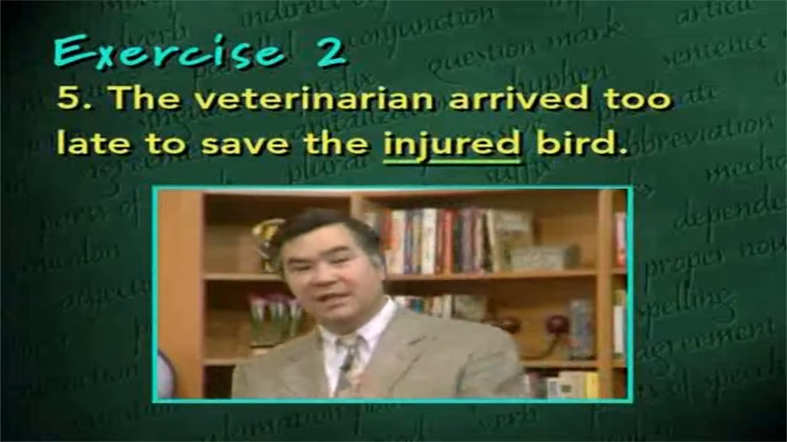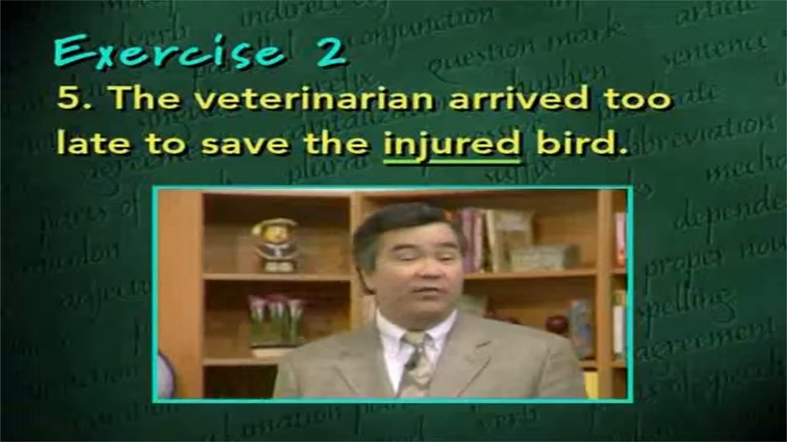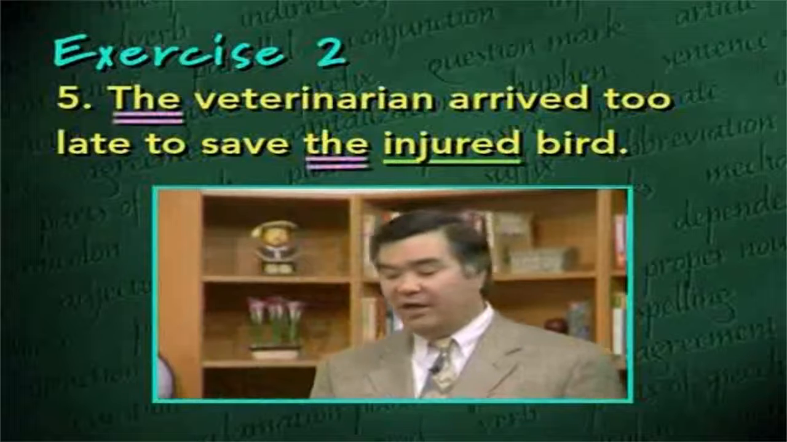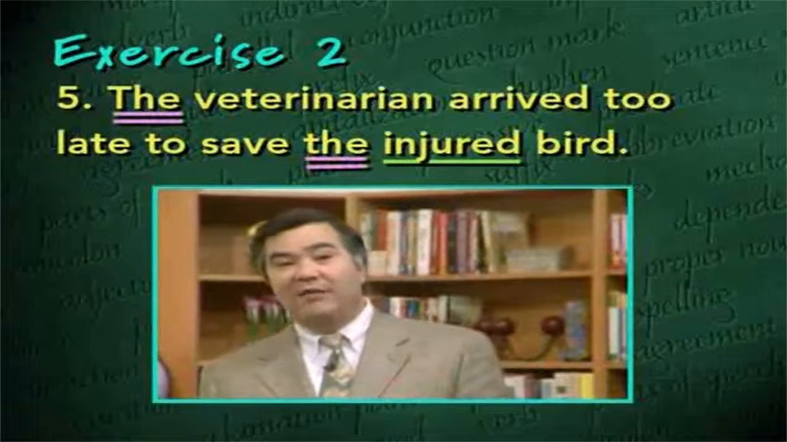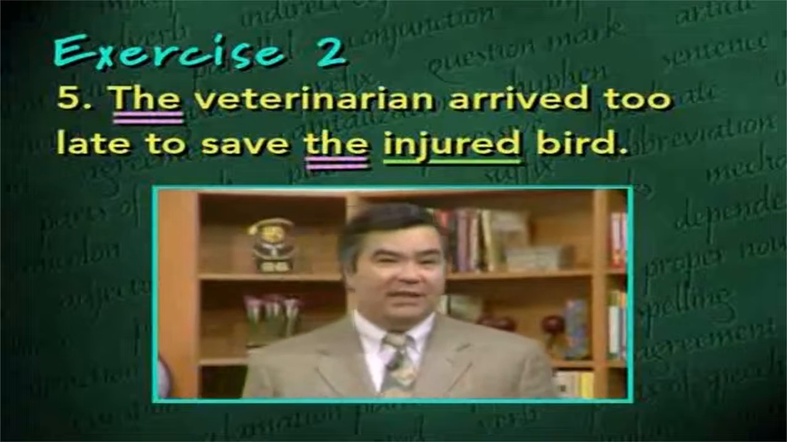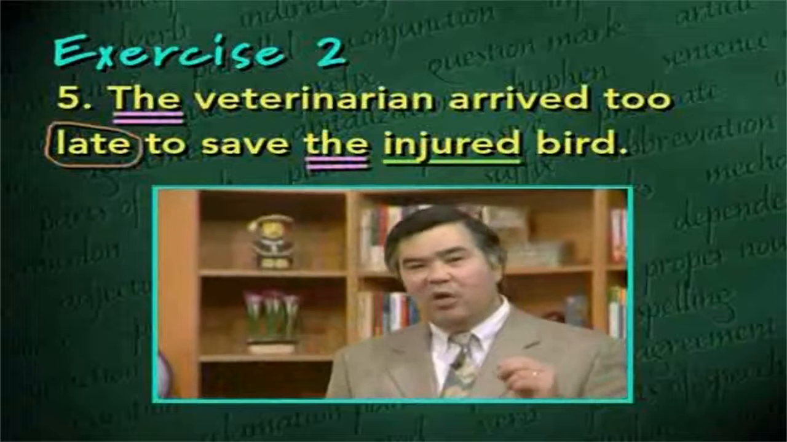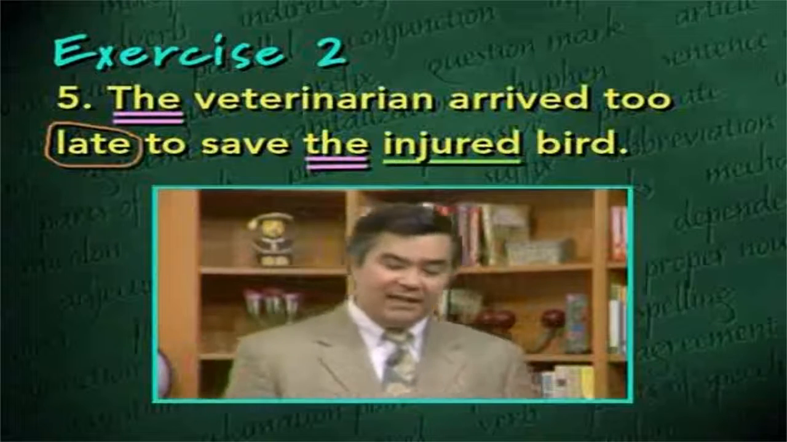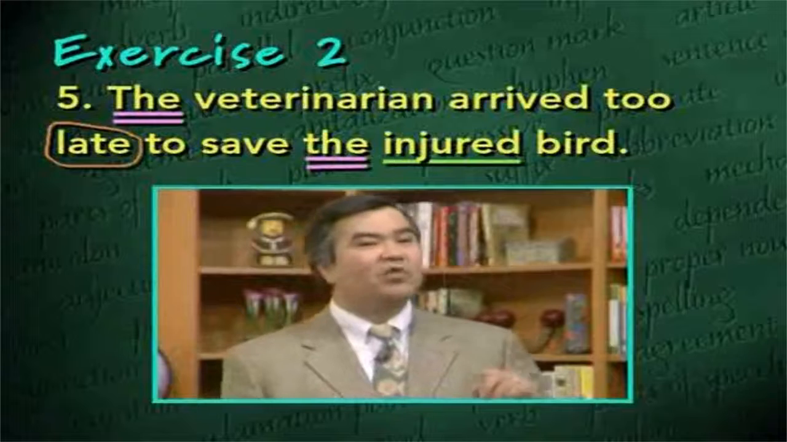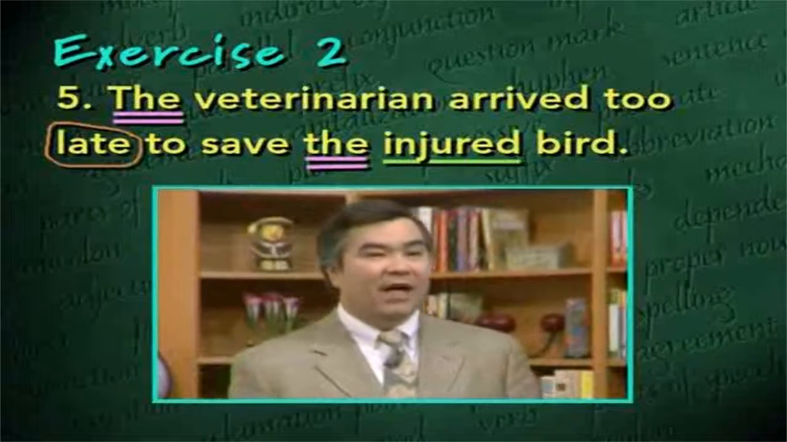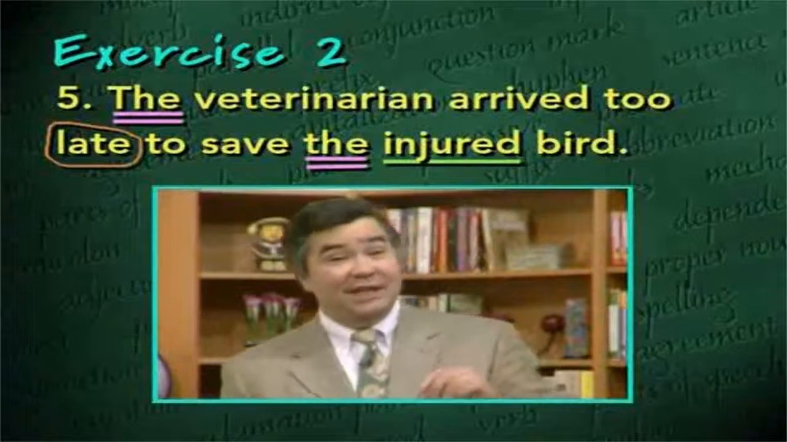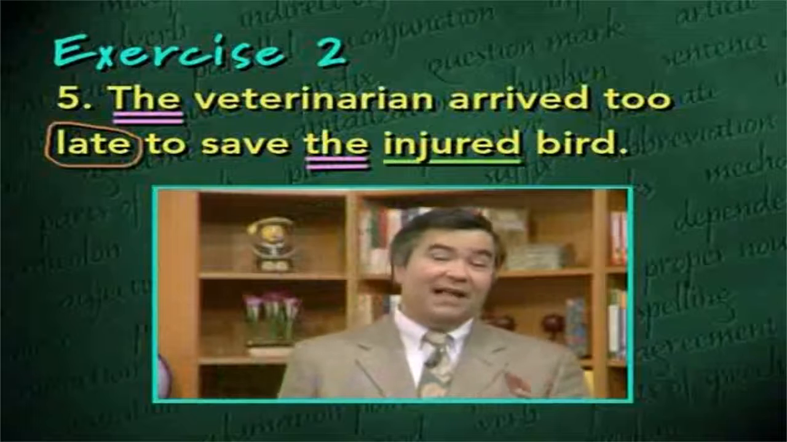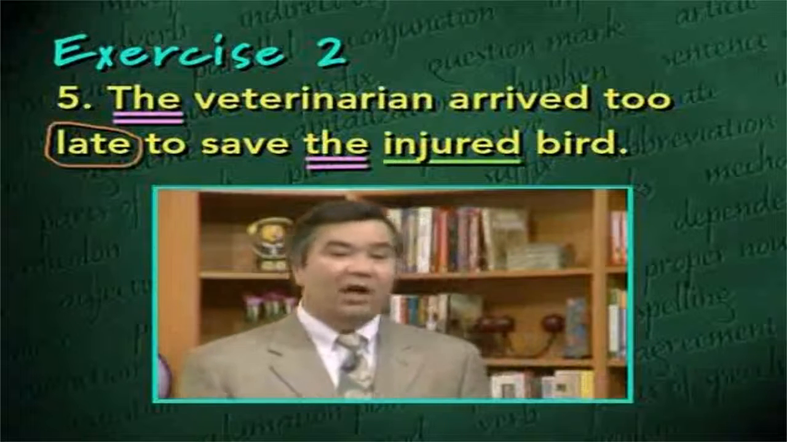It tells us something more about the bird. We have two articles, both of them the word the. And finally, we have two adverbs here. One adverb is the adverb late. What word does that adverb late modify? It modifies the verb arrived. It tells when the veterinarian arrived. The veterinarian arrived late. So the word late is an adverb modifying the verb arrived.